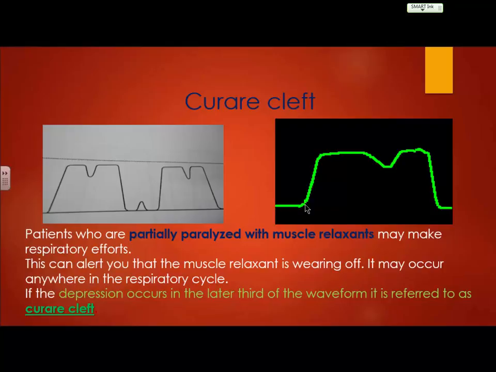If the depression occurs in the later third of the waveform, it's referred to as a curare cleft. And then you may even have this right here again, which is pretty close to what he was trying to do there. That's just where he or she is trying to take in their own breath. So what do you do if you've got a patient on CO2 that you've got paralyzed or sedated and you start seeing that? What else would you expect to see changes in? Yeah, heart rate, blood pressure, things like that. So let's go ahead and sedate them a little bit more.